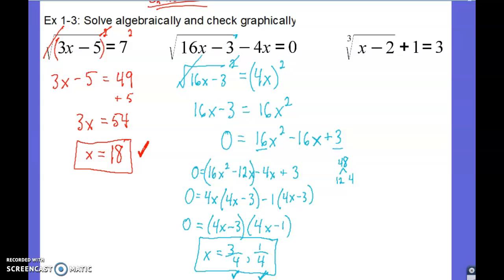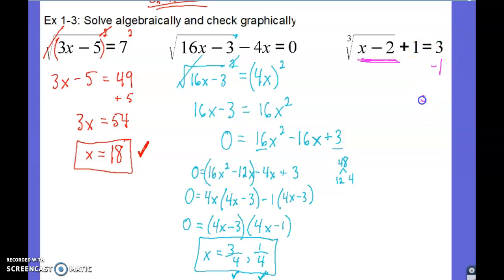I know I warned you about extraneous solutions, and it seems like everything is working right now. So let's move on to the next one. Now this one, you don't have to worry as much about extraneous solutions because you can cube root positives and negatives. But I did need to bring that to your attention.